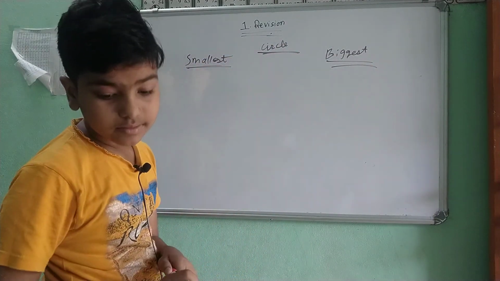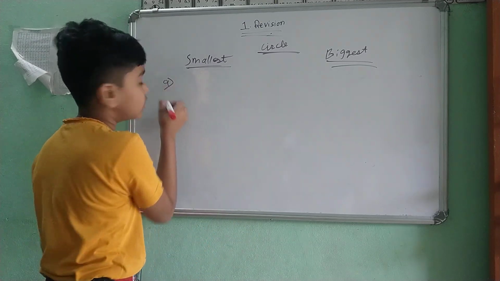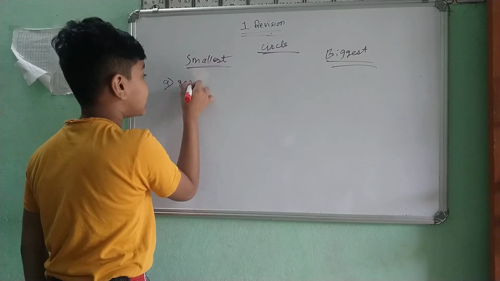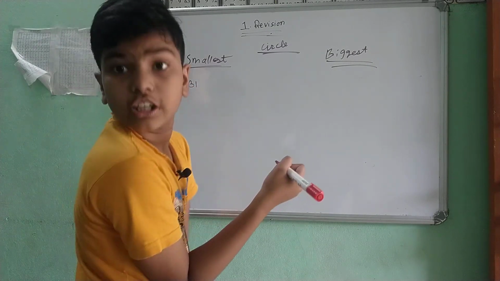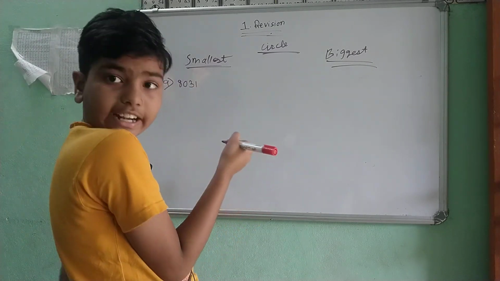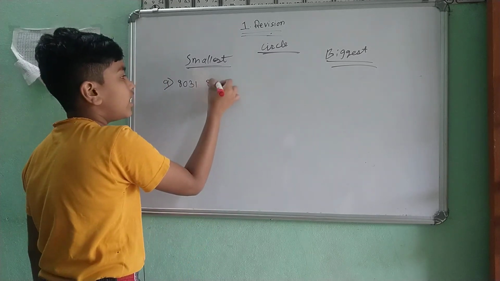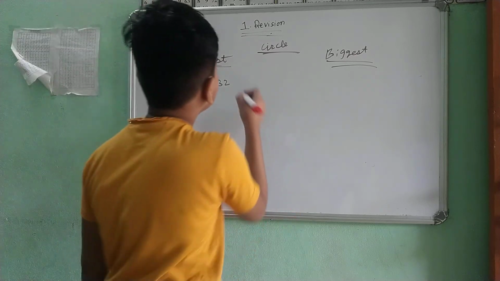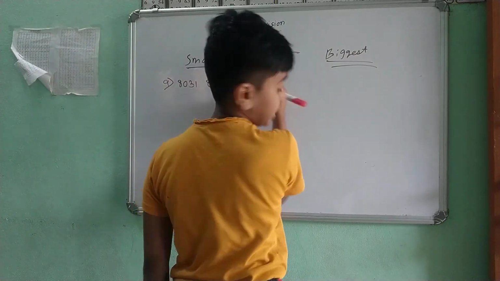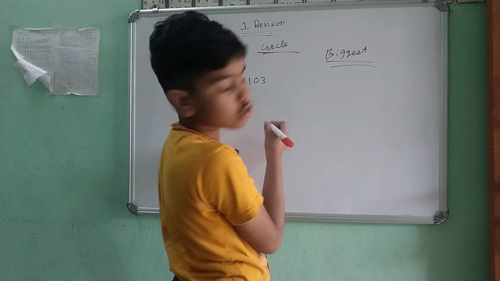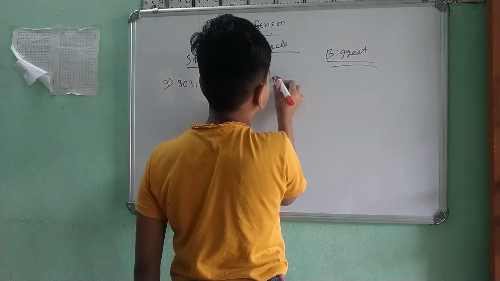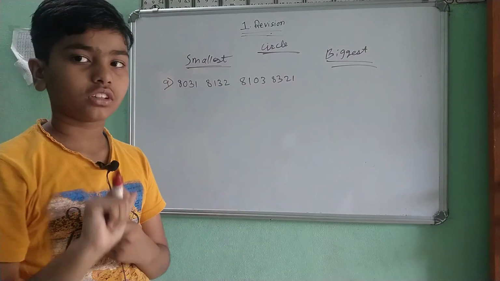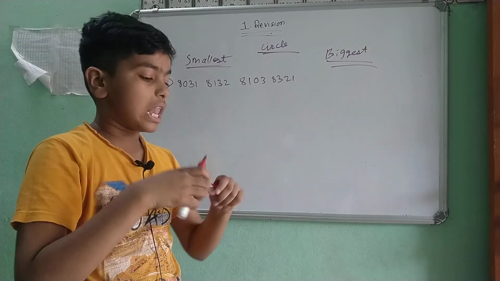The numbers are 8031, 8132, 8103, 8321, 8320. Which is the bigger number? Compare and find the smallest number.